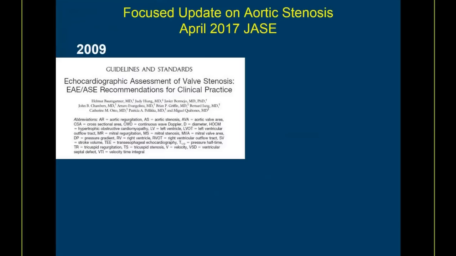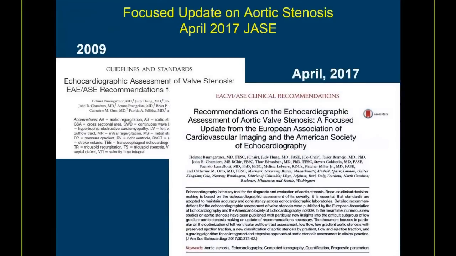So to provide some background, this guideline is actually a focused update on aortic stenosis from the valve stenosis guidelines that were published in 2009, also jointly with the European and American Echo Societies. So this update was specifically focused on aortic stenosis only.